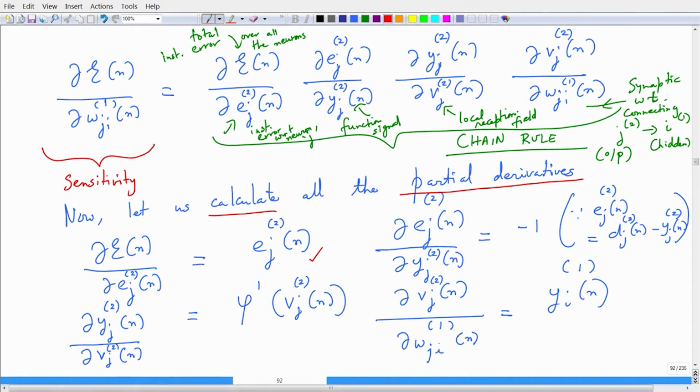Now, the derivative of Ej of n with respect to the functional signal, that is the second term. This is term 1, this is term 2, this is term 3 and this is term 4. So, the first term is straightforward, the second is pretty easy because the instantaneous error at the jth neuron is basically desired minus Yj, that is the convention we followed, and when we take the derivative we get a minus 1 here. This is term 2.